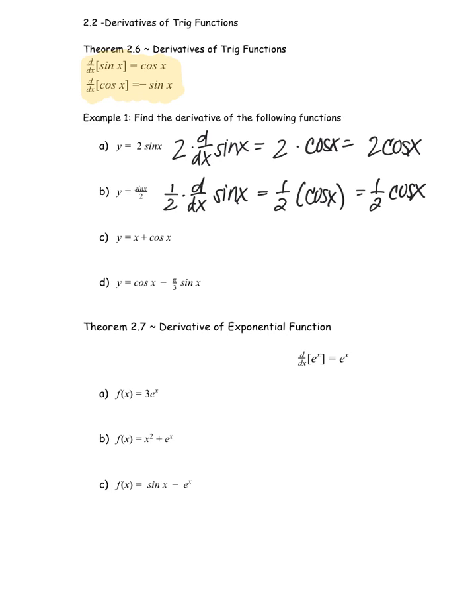Okay, this is a sum. So we're going to take the derivative of x plus the derivative of cosine, which gives me 1 minus, because the derivative of cosine is negative sine, 1 minus sine x.